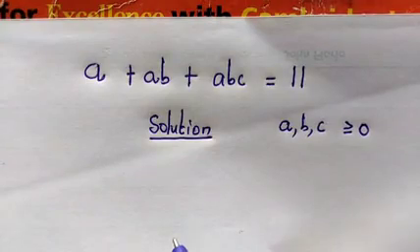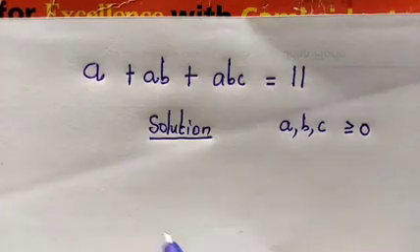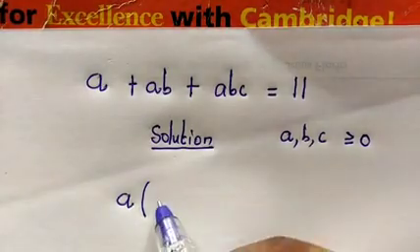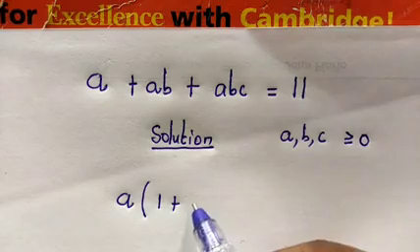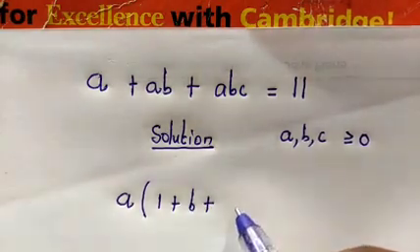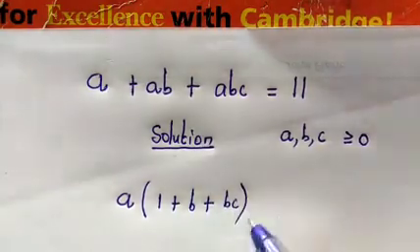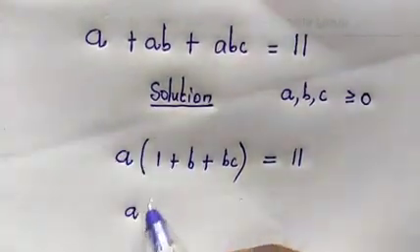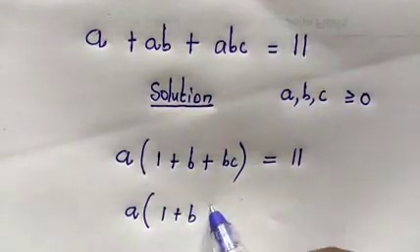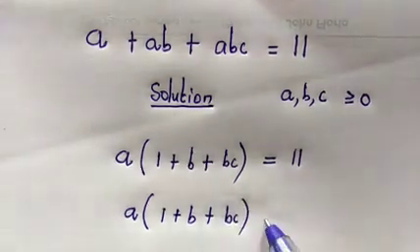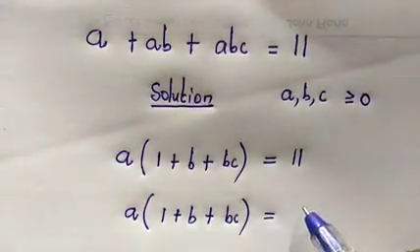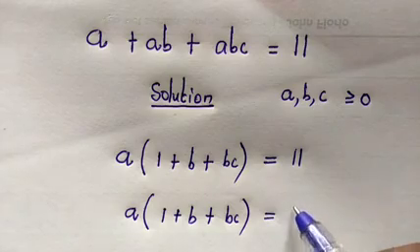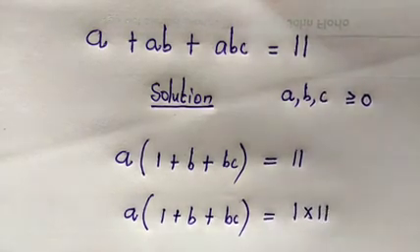Now we can see from the left-hand side of this equation, something is common, and that is a. So let's factor out a. If we factor out a, then we have 1 plus, so here ab divided by a will give us b, plus abc divided by a will give us bc. So this is equal to 11. From here we have a into brackets 1 plus b plus bc. This is equal to 11. Remember we're solving for positive integers, so we're going to factor 11 into 1 multiplied by 11.